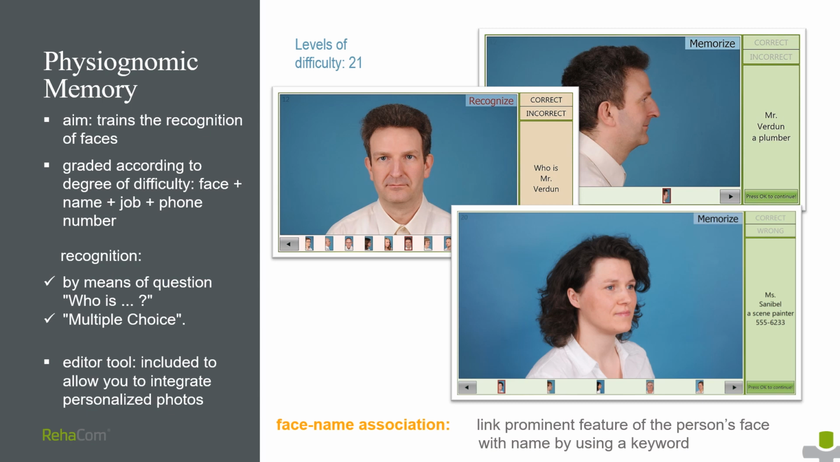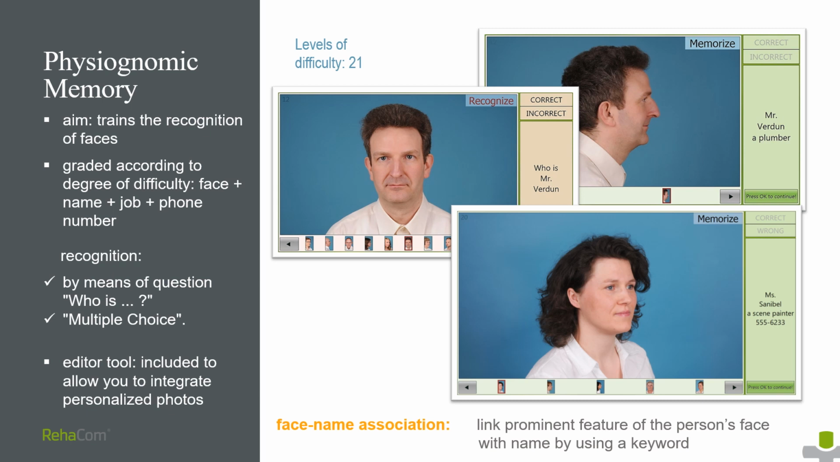An effective method you may apply is a mnemonic strategy called face-name association. It is one of the most widely known and used mnemonic strategies. This strategy deals with associating a person's face with their name by using a keyword. Identify a prominent feature of the individual's face and produce a visual image that relates the keyword to the identified prominent feature.